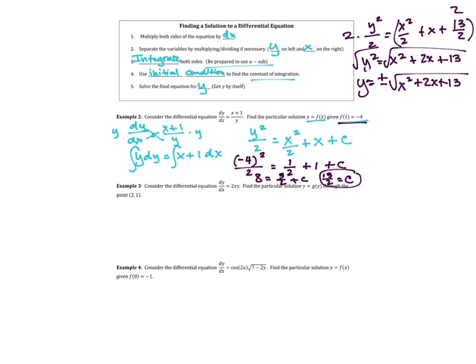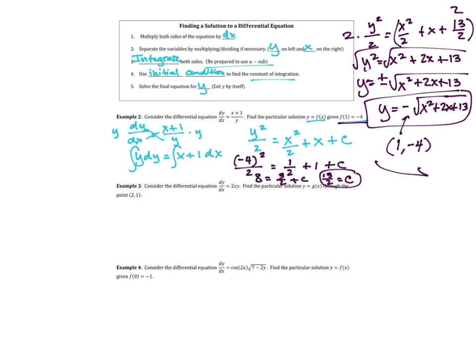It's got to go through -4 on the y-axis. Is that clear? So our solution is actually y equals negative square root of x squared plus 2x plus 13. And it's negative again because it's going through 1, -4, which is going to be the bottom half of that. What do you think? We like?